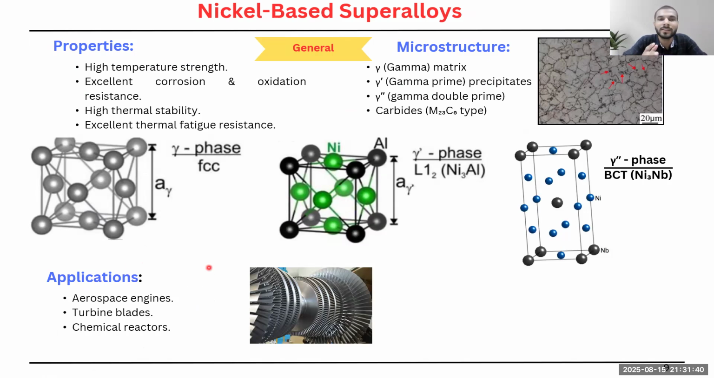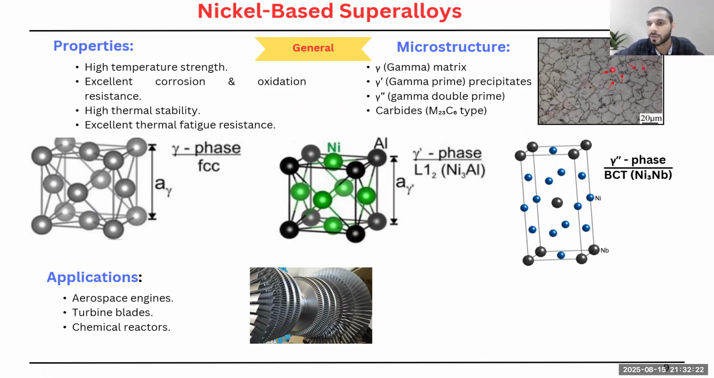Now let's talk about nickel-based superalloys. These alloys combine high temperature strength, excellent corrosion and oxidation resistance, high thermal stability, also excellent thermal fatigue resistance, which makes them ideal for working at high elevated temperature. And as you can observe in the microstructure of these superalloys, there are basically three major phases. First one is the gamma phase, which is a matrix phase. Then the next two are gamma prime and gamma double prime, which are precipitate phases.